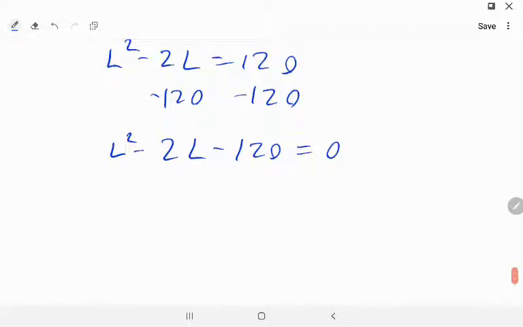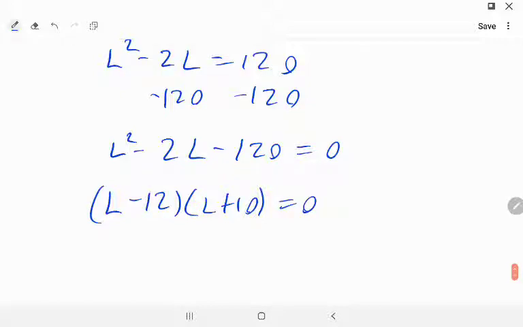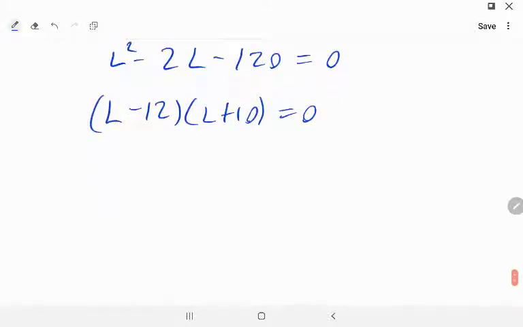And now we can factor. That's going to be the quantity L minus 12 times the quantity L plus 10 equals 0. We'll notice that for the moment, for chapter 6, we're always going to be able to do that with factoring. We'll have other techniques we're going to learn in chapter 7. So by the zero product property, we know L minus 12 equals 0 or L plus 10 equals 0.